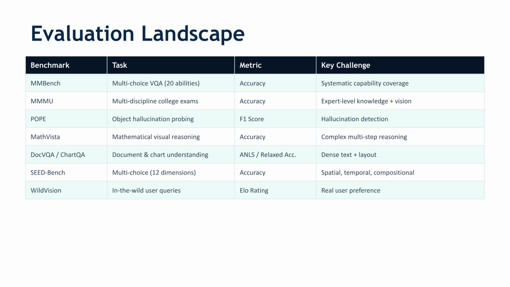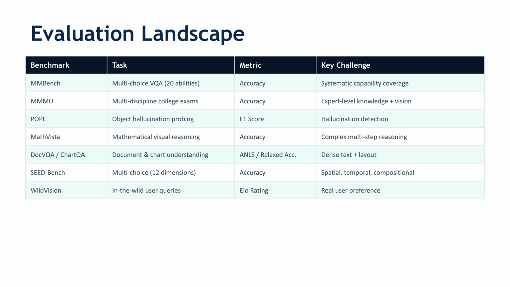Evaluation is critical in MLLM research, and the landscape of benchmarks has evolved rapidly. MMBench tests 20 different visual abilities through multiple-choice questions. MMMU uses actual college-level exam questions spanning multiple disciplines, requiring both expert knowledge and visual understanding. POPE specifically probes for object hallucination, which is one of the biggest failure modes of MLLMs. MathVista focuses on mathematical visual reasoning, requiring complex multi-step reasoning over visual content.